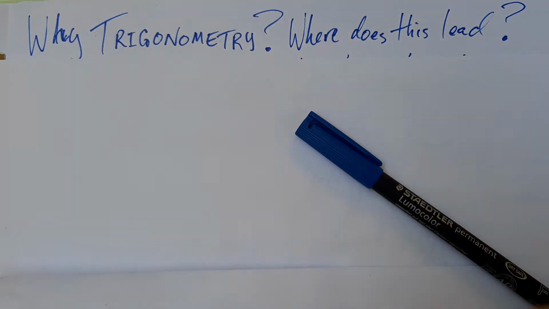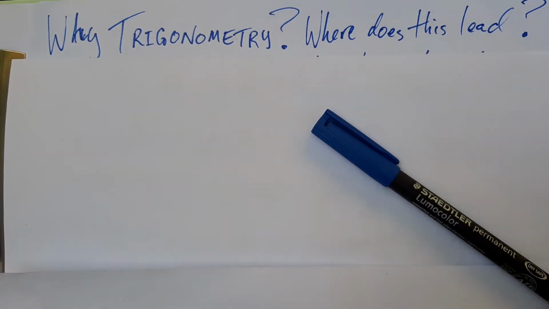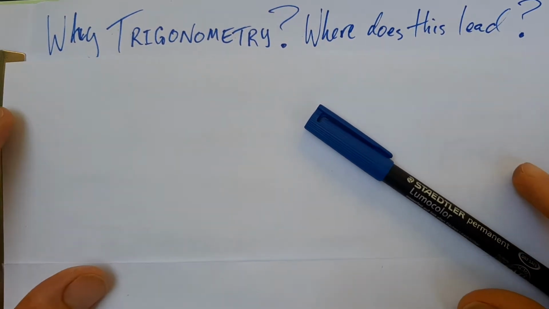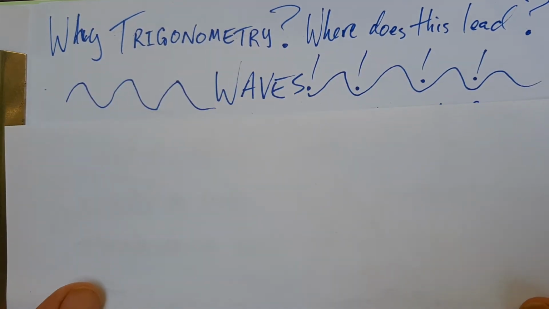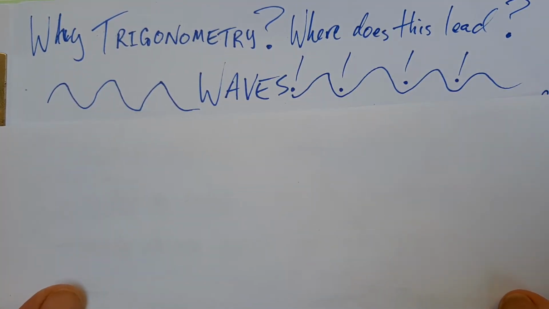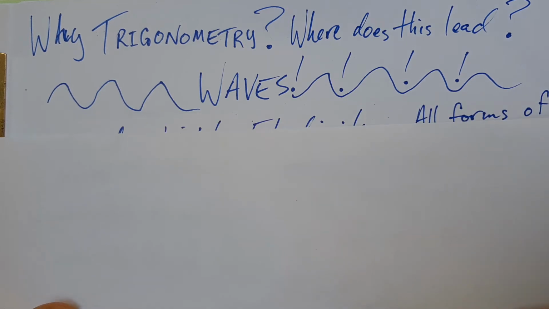Okay, why trigonometry? Where does it lead? What are we going to do with all this? Why are we putting ourselves through this in the summertime? Waves. Believe it or not, we're going to go from right triangle trigonometry, geometry, straight lines. Then we're going to pull in this unit circle.